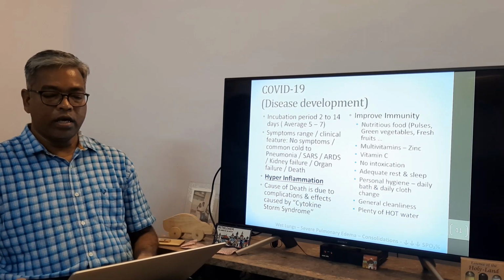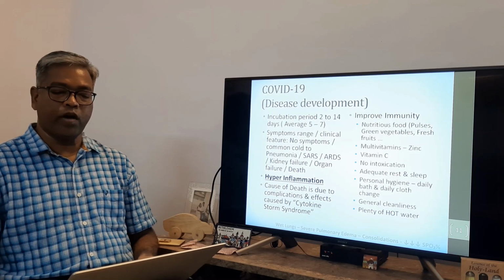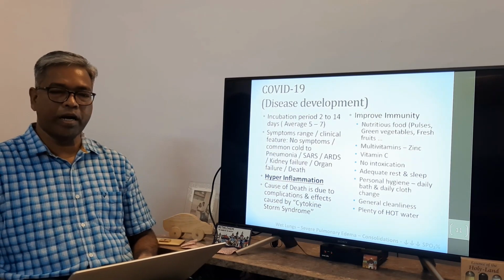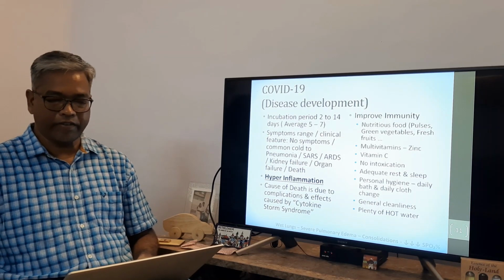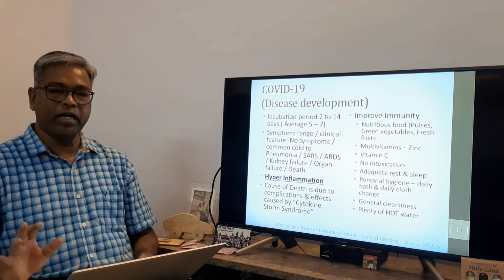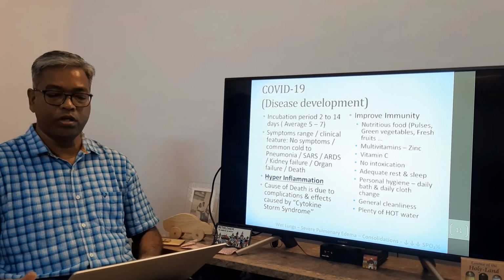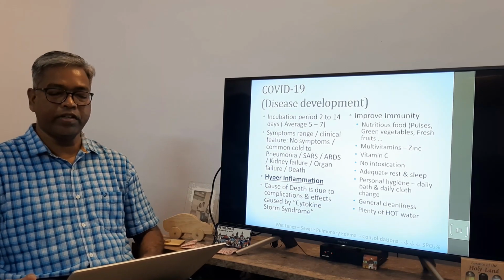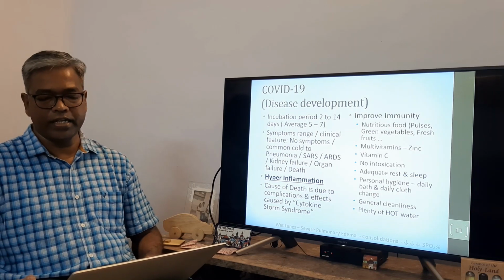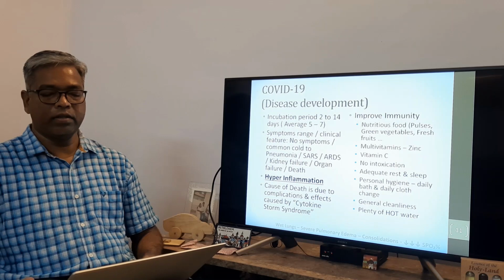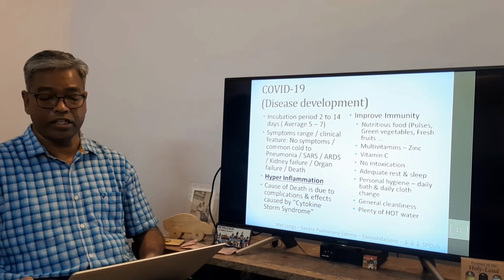So how do we improve our immunity? There are a lot of things, and the market also does good marketing with green tea and this and that, protein and all that. Those are fine, but in a nutshell, I like to say have nutritious food with pulses, green vegetables, fresh fruits and all that. Multivitamins, of course, are needed to support our nutrition. And zinc is good.